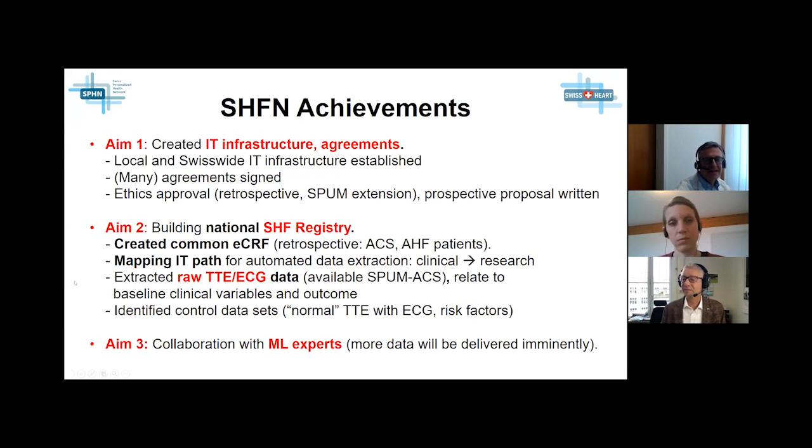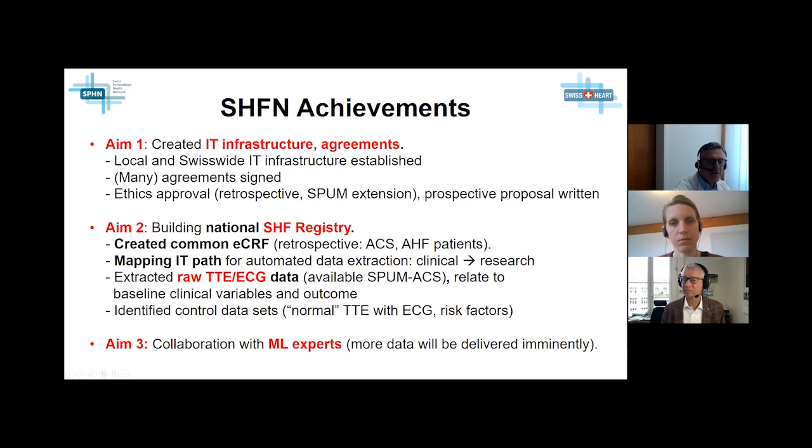We're mapping an IT path for automated data extraction, going from clinical to research. And we have, as elegantly shown by Antje, extracted raw data, TT and EKG data that build the core of our analyses. And Joachim has very elegantly shown how ETH does the analyses in that regard. And we also have identified control data sets where we look at normal TTs and EKGs. That should be valuable to see the difference to the diseased types.